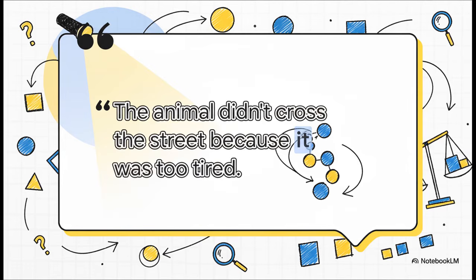Okay, and here's a perfect example that makes it all click. Look at this sentence. The animal didn't cross the street because it was too tired. The word "it" is kind of lost, right? It needs to know what it's referring to. So it sends out its query.